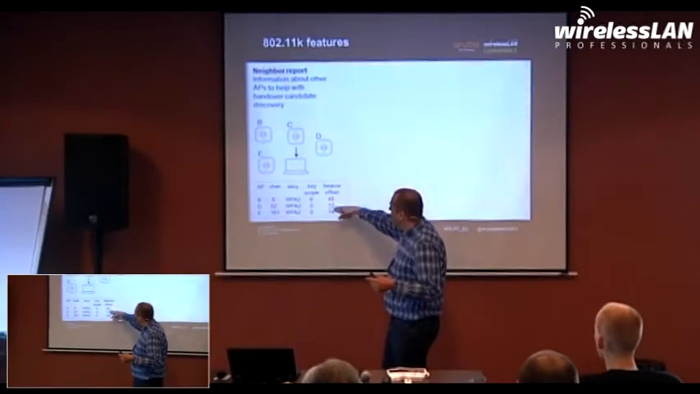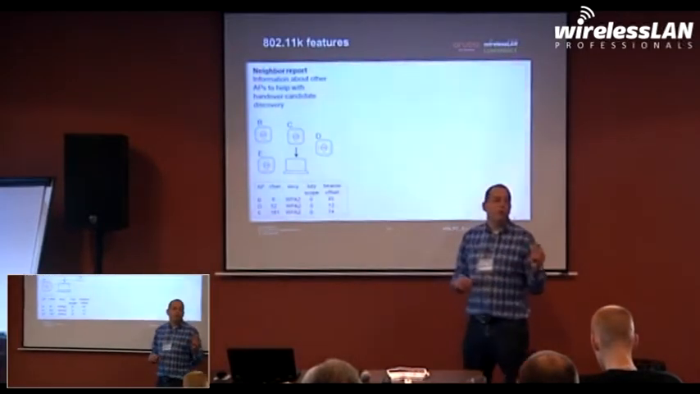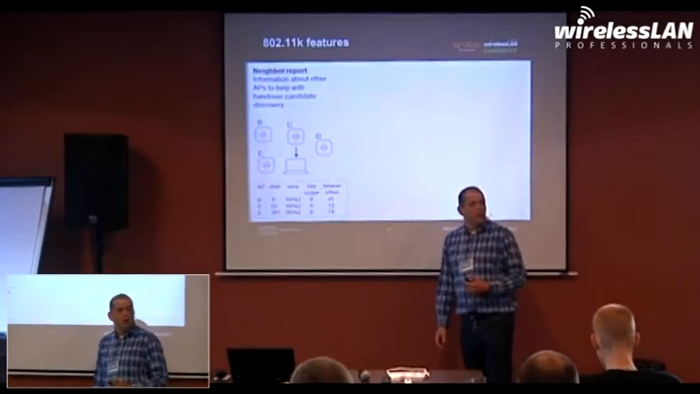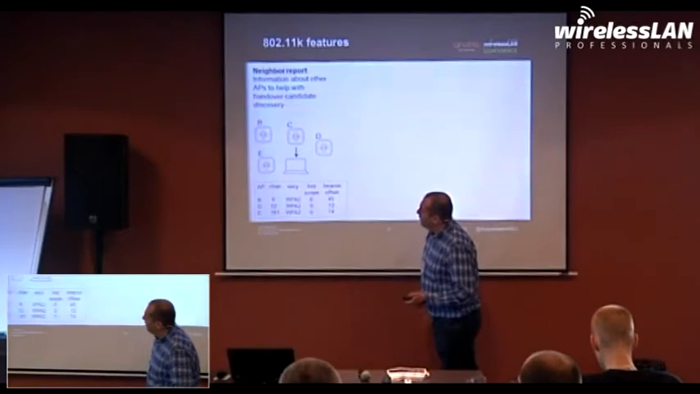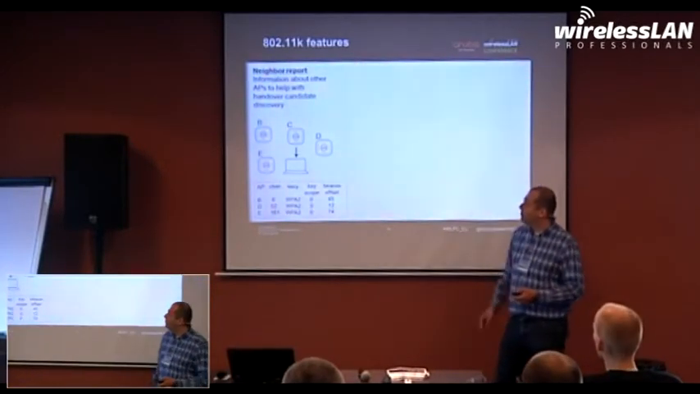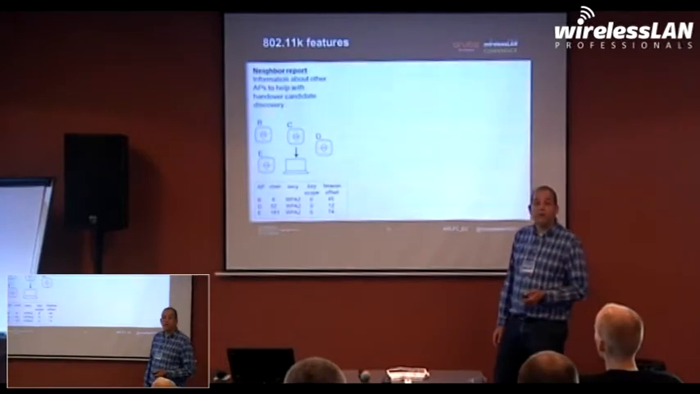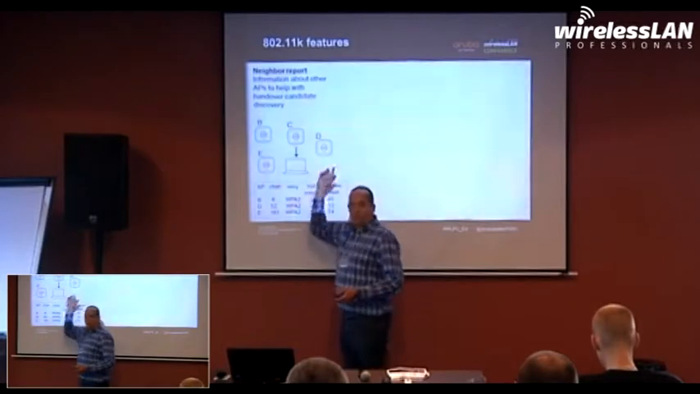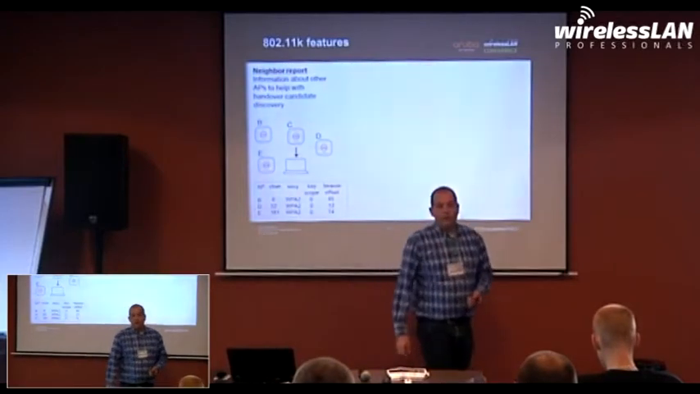There's also something like beacon offset, and you can use that to optimize your battery saving. So you know when the beacons are coming, and you know when such a beacon will arrive from that access point. So that's one part, and clients can use this information to get a smarter AP to connect to.